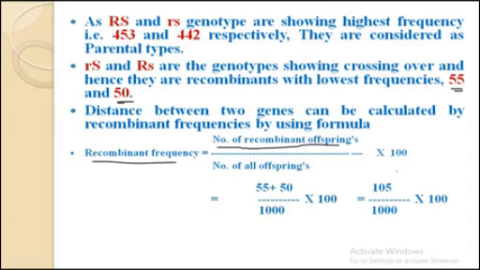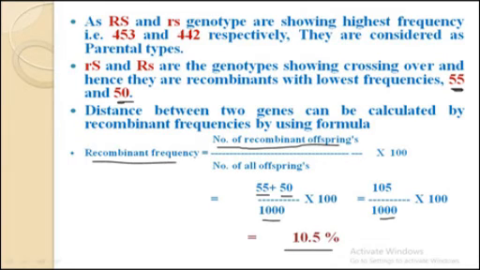So we have the data with us. We have recombinant offspring, that is 55 and 50. So 55 and 50 divided by 1000 times 100. So 55 plus 50 becomes 105, divided by 1000 times 100. So the result comes to 10.5%. So the recombinant frequency, how much do we get? It is 10.5.